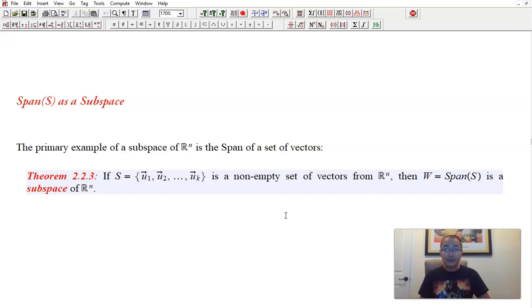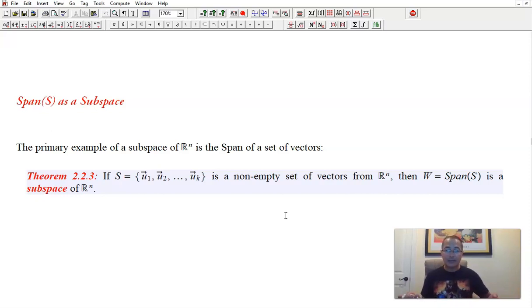Here's something a lot more interesting. So it turns out that the span of any non-empty set of vectors is always a subspace. So we have seen examples of this that we have mentioned in the introduction. We said that a line passing through the origin, plane passing through the origin. It turns out that both of these are examples of subspaces because they're both spans of a non-empty set of vectors.